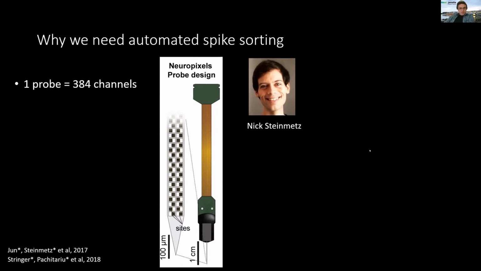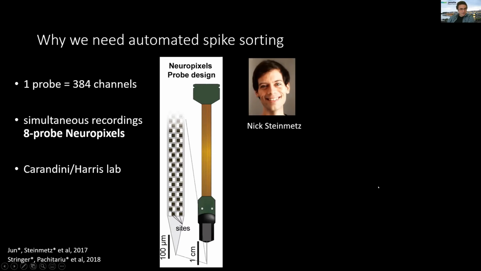All right, so the need for automated spike sorting isn't new to anyone at this point. There are these probes with very many channels on them that you're here to learn about and learn how to use. There are so many channels that you record so many neurons that it becomes very difficult to manually spike sort these neurons, which is how people used to do it in the past.